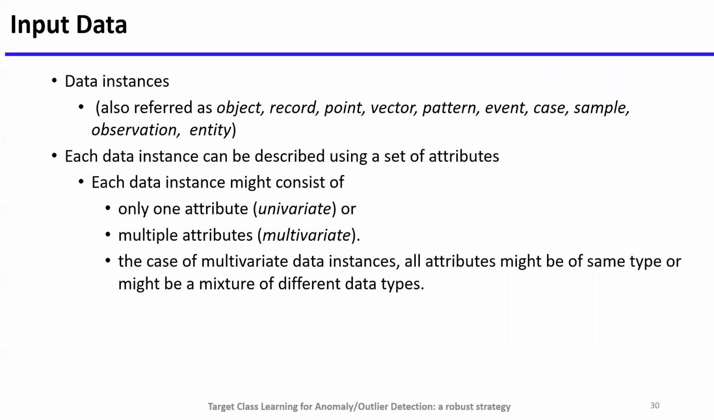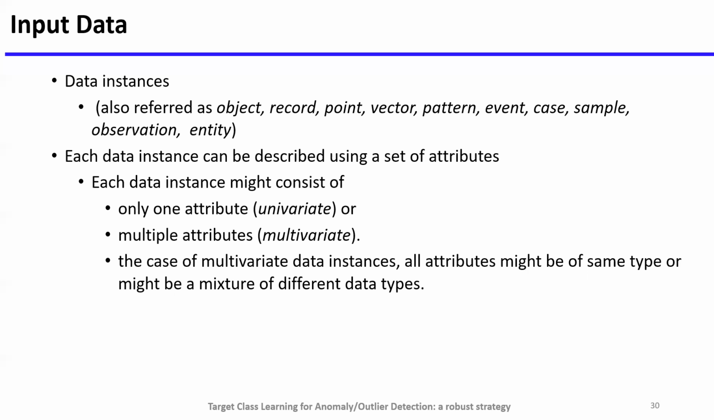We all understand that if we are dealing with data instances, they can represent an object, record, point, vector, pattern, event, case, sample, observation, or entity. Data instances can be described using a set of attributes. If we use only one attribute, it is a univariate representation of the data. If we represent the data instances with the help of multiple attributes, it is a multivariate representation of data.